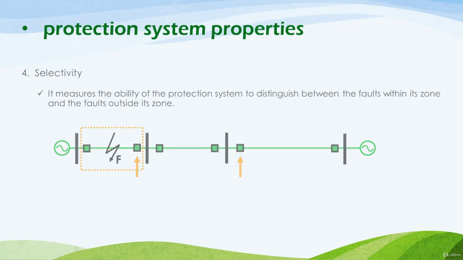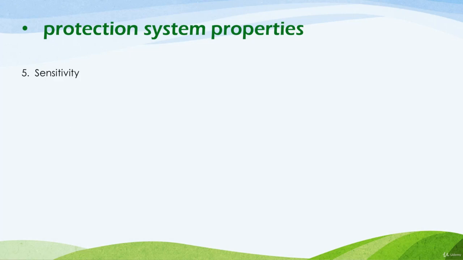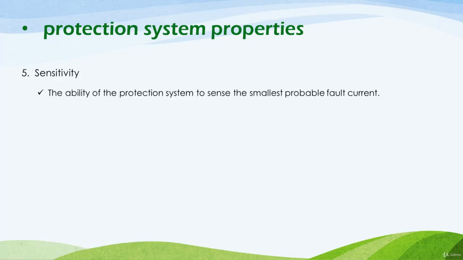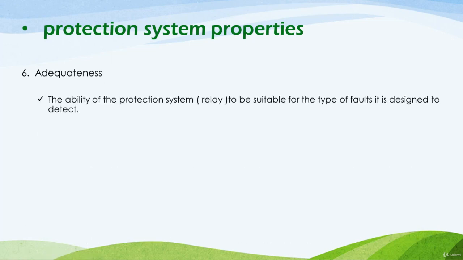Very good. Now the fifth property of the protection system is the sensitivity, and the sensitivity is the ability of the protection system to sense the sensitive faults like the sensitive fault current. As the less value of the fault current, the more sensitive this fault current, so the protection system must be sensitive enough to recognize the most sensitive fault currents or the lowest value of the fault currents. So what we want to say is that the more sensitive is the protection device, the less fault current it can sense.